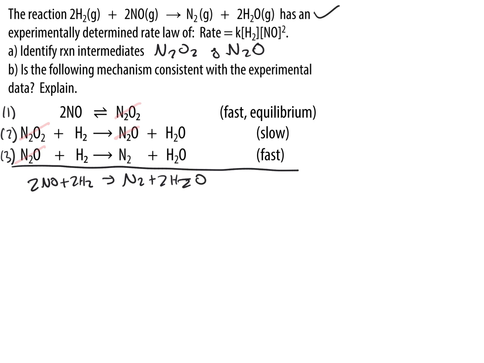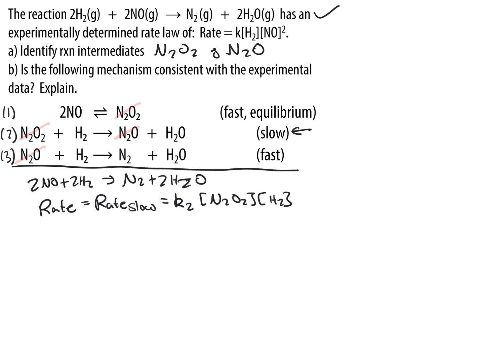Next, we have to compare the rate law to experiment. For that, we always start in the same place. We're going to say that the rate of the reaction is equal to the rate of the slow step. In this case, the slow step is step 2. So that means this is going to be equal to K2 times N2O2 times H2. For elementary steps, we can determine the orders just from the coefficients, just from the stoichiometry.